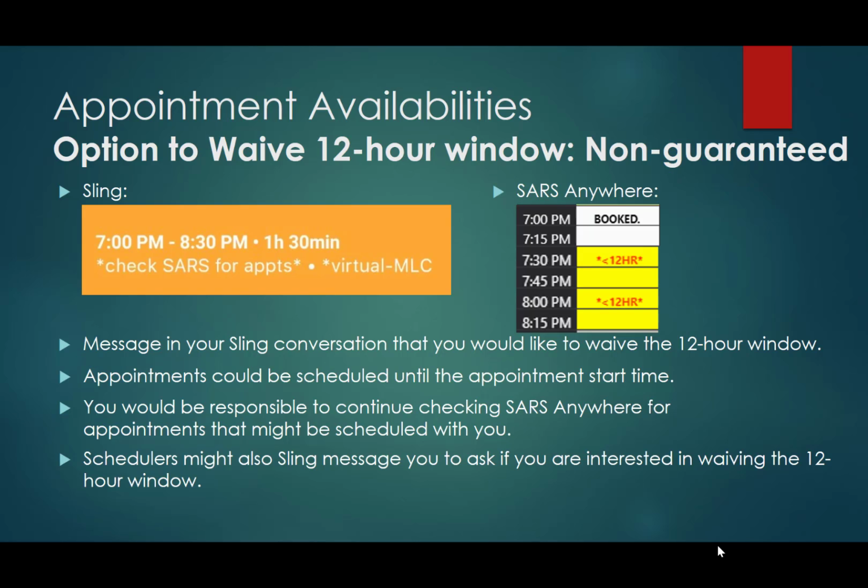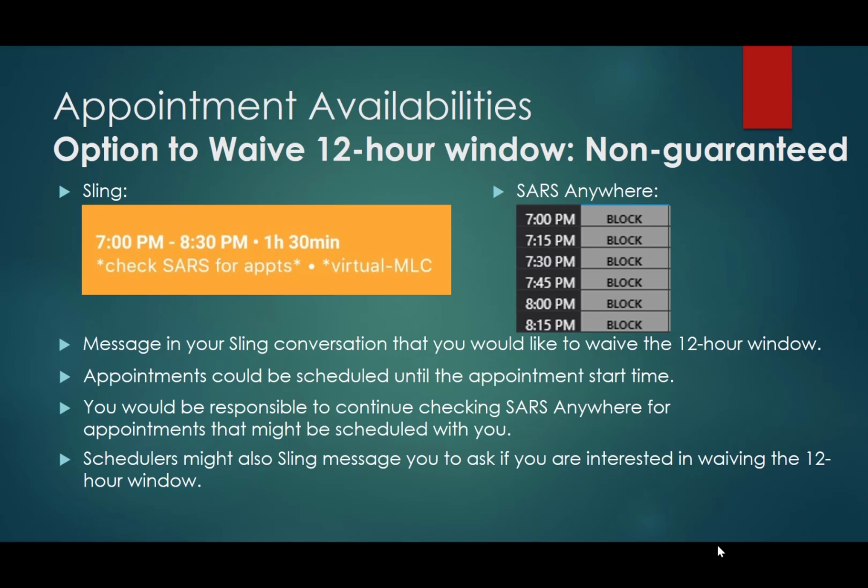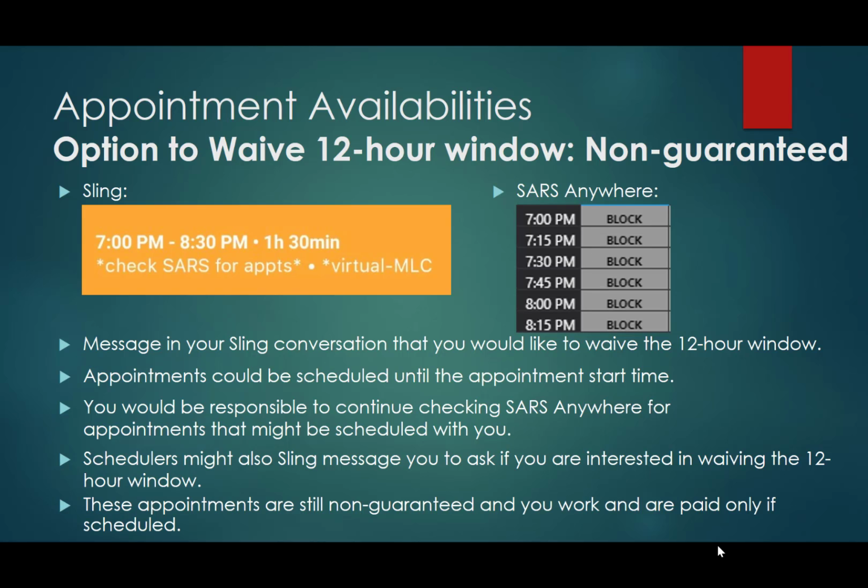Communication is important. It is also possible for the schedulers to reach out to you to ask if you are interested in waiving the 12-hour window on a particular day. This may occur if a student is looking for an appointment and there are no or drop-in appointments available. The offer is being made to you for that day, but the choice is yours. You can say no, and we will change your schedule to block so that other schedulers don't continue to ask you.